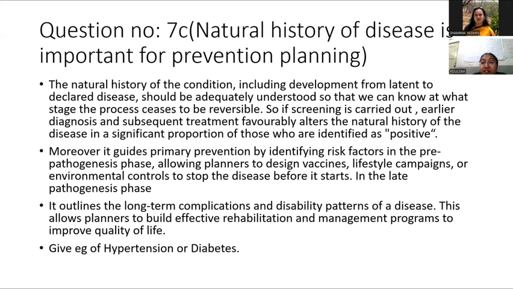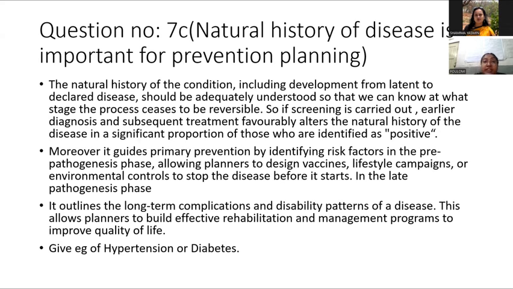By identifying the risk factors in the pre-pathogenesis phase, which allows planners to design vaccine, lifestyle campaigns, or environmental control to stop the disease before it starts. In the late pathogenesis phase, it outlines the long-term complication and disability patterns of the disease. This allows planners to build effective rehabilitation and management programs to improve quality of life. So you can also give an example of hypertension or diabetes at the end for this short note.